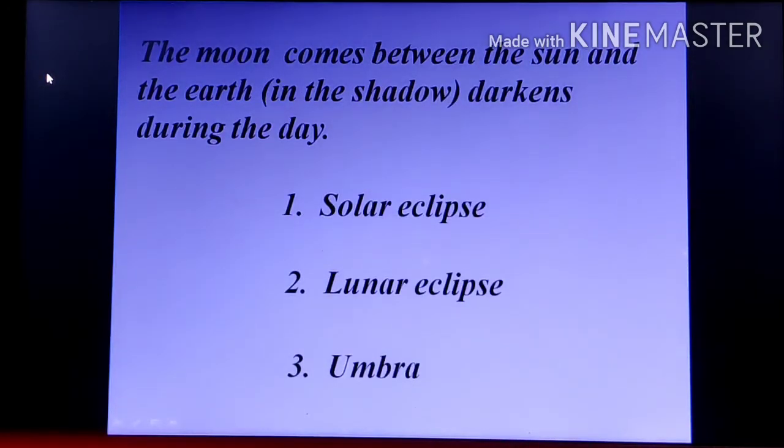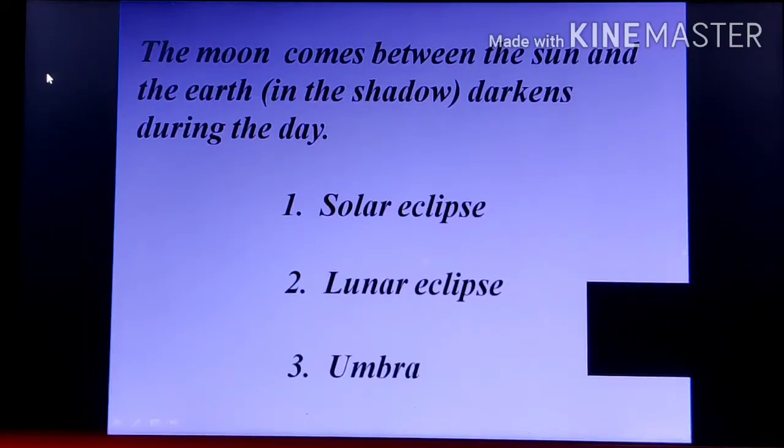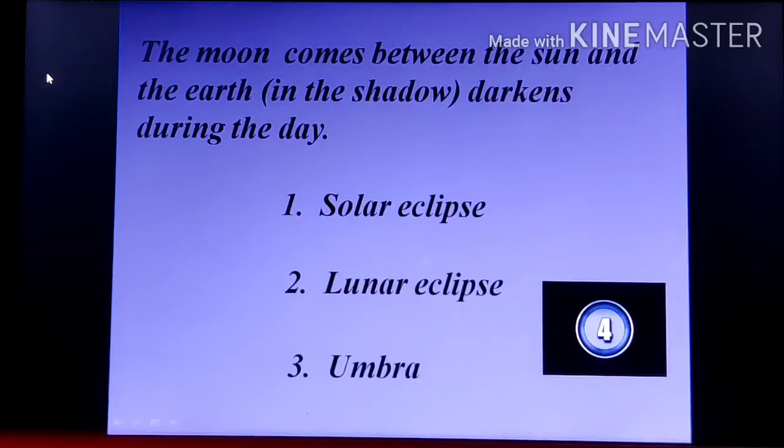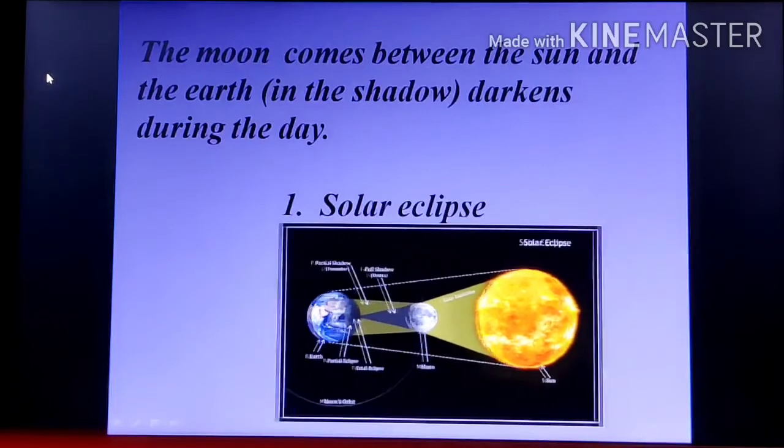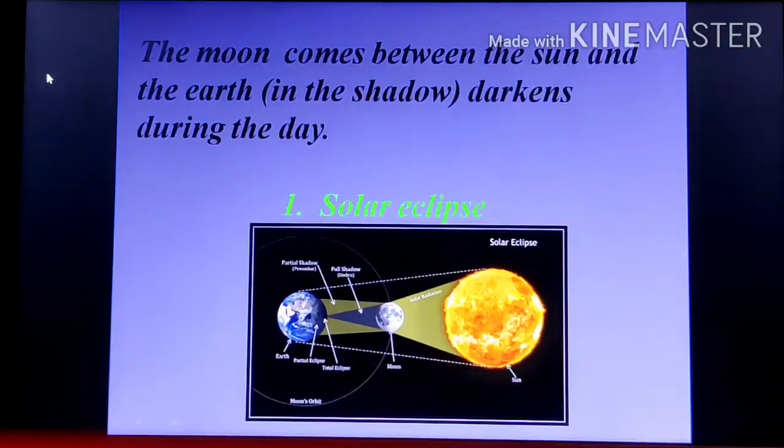Next question is, when the moon comes between the sun and the earth, it darkens the day. The options are solar eclipse, lunar eclipse, and option number 3 is umbra. Your time starts now. And the answer is solar eclipse. So basically, what is an eclipse? An eclipse is a shadow formed in space that makes the sun or moon invisible for some time. That is the eclipse. What is a solar eclipse?